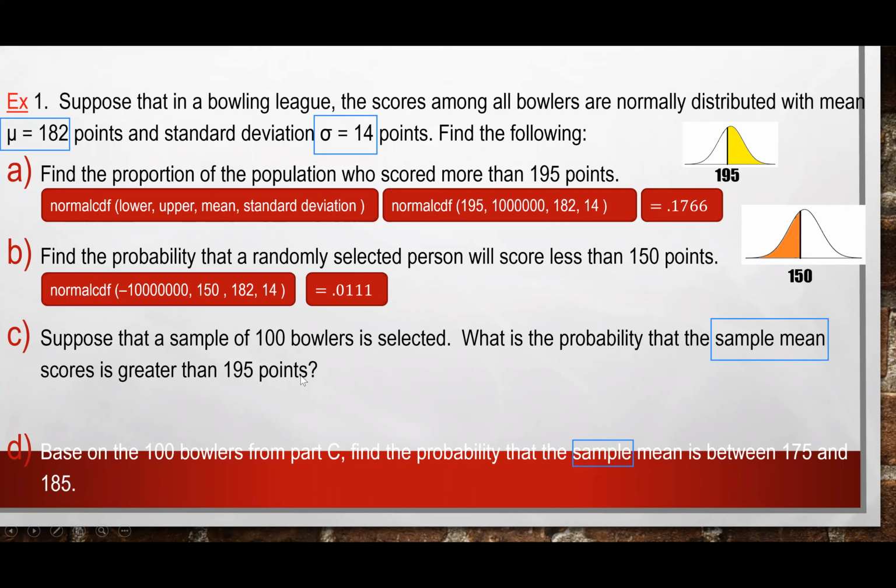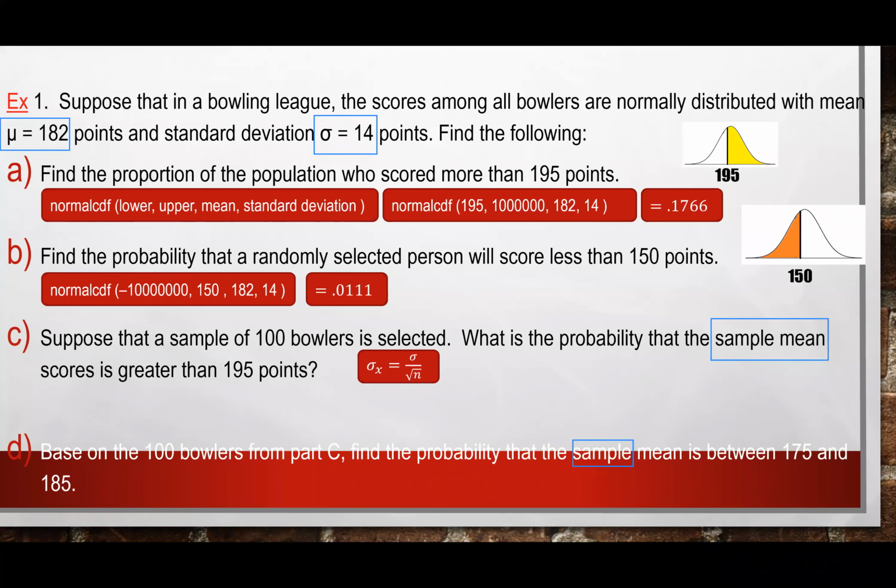If you look at C, as you can see, they say suppose that a sample. Anything from here on out, in chapter 7 and chapter 8, whenever we deal with a sample, we have to do some adjustment, right? In this case, they say suppose that a sample of 100 is selected. What is the probability a sample mean score is greater than 195? Greater than is the same as more than, right? It's the same kind of question, the only thing different is that we are dealing with a sample, and if we deal with a sample, we have to do a small adjustment.